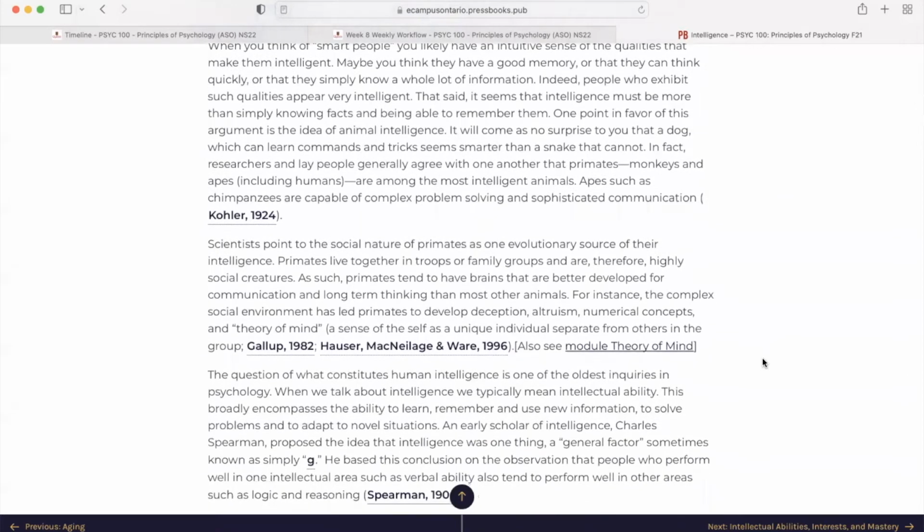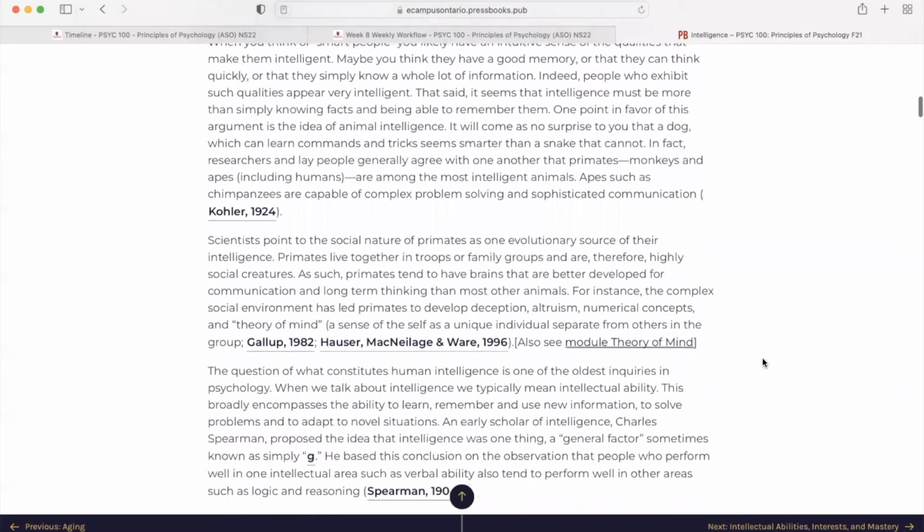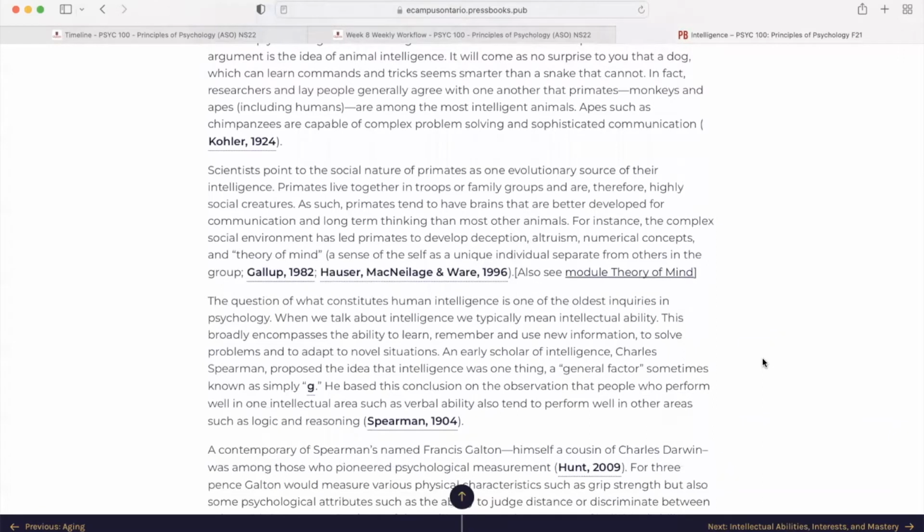It will come as no surprise to you that a dog which can learn commands and tricks seems smarter than a snake that cannot. In fact, researchers and lay people generally agree with one another that primates, monkeys and apes, including humans, are among the most intelligent animals. Apes such as chimpanzees are capable of complex problem solving and sophisticated communication.